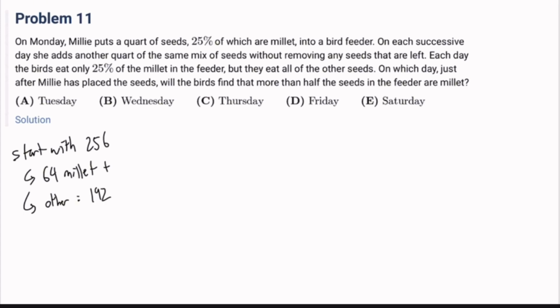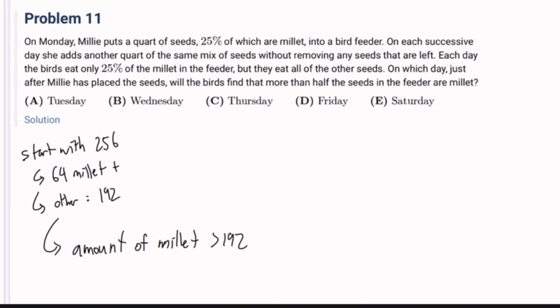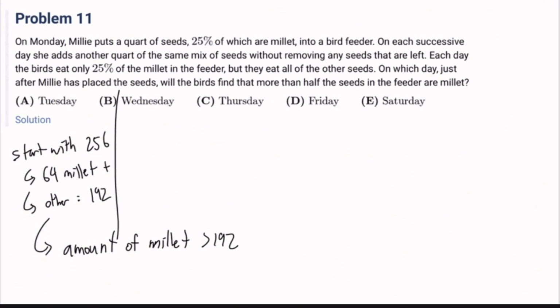We want the time when the birds find that more than half the seeds in the feeder are millet. That means the other seeds have to be less than half of the seeds, and so we want the time when the amount of millet is greater than 192. Now let's get started. First, we have 64 millet on Monday. We're just counting the millets.